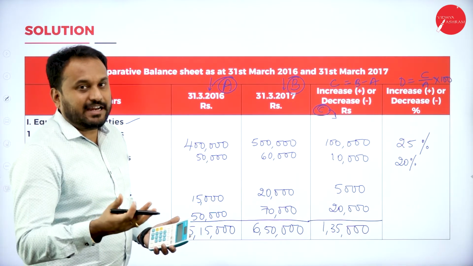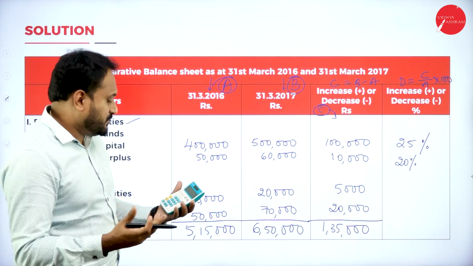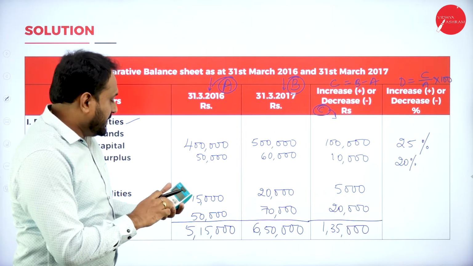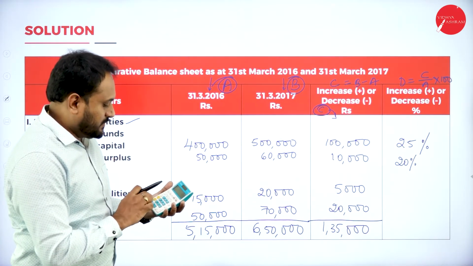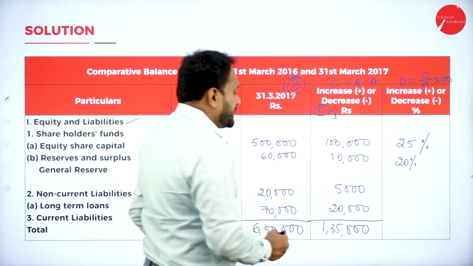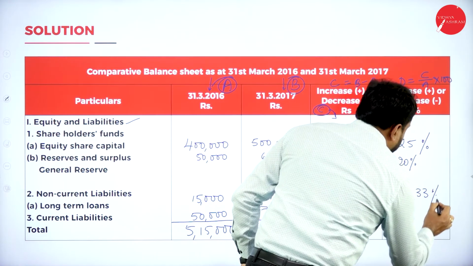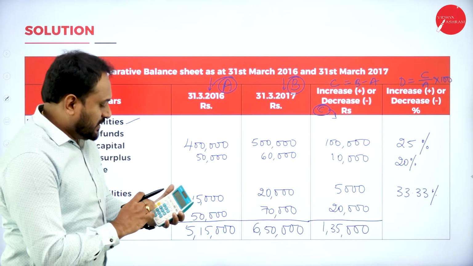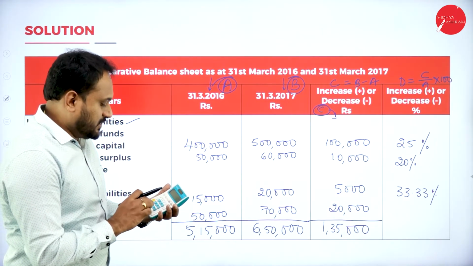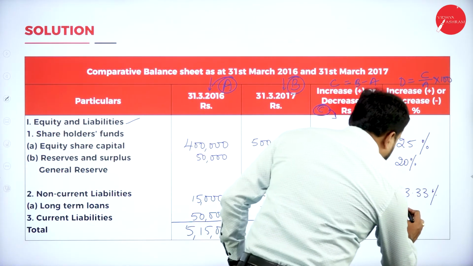The same way, 10,000 divided by 50,000. 10,000 divided by 50,000 is what? 2 in the sense, into 100, 20%. So here we got how much? 20%. Done. Next, 5,000 divided by 15,000. So it is 5 divided by 15, in the sense you get 1 by 3 into 100. If you go with it, 33.33 is what you will get. So 5,000 divided by 15,000 into 100 is 33.33%. So I'll write here 33.33%. Done. The last one, 20,000 divided by 50,000 into 100 is 40%. So I'll write here 40%.